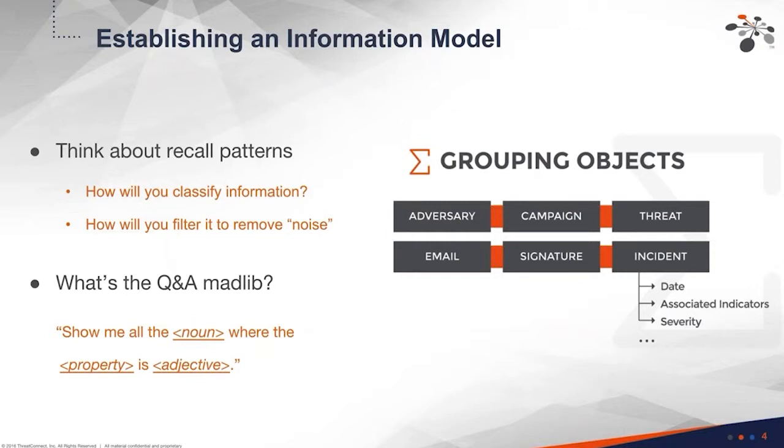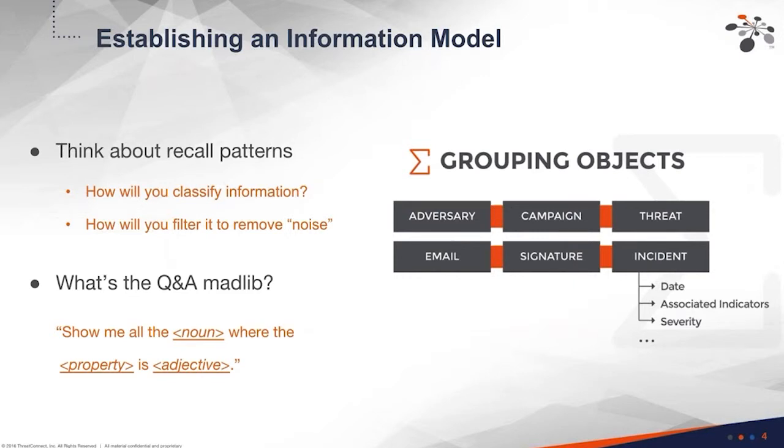I find that when we're developing analytics, it kind of helps to think of things as a question and answer sort of Mad Lib, right? This goes back to the Q&A model. And think about the blanks that you would need to fill in, right? What are the nouns or the verbs and adjectives that you would need to put in there? Show me all of the IP addresses where the login activity looks like this. Those are the kinds of things that you want to start thinking about capturing in your information model.